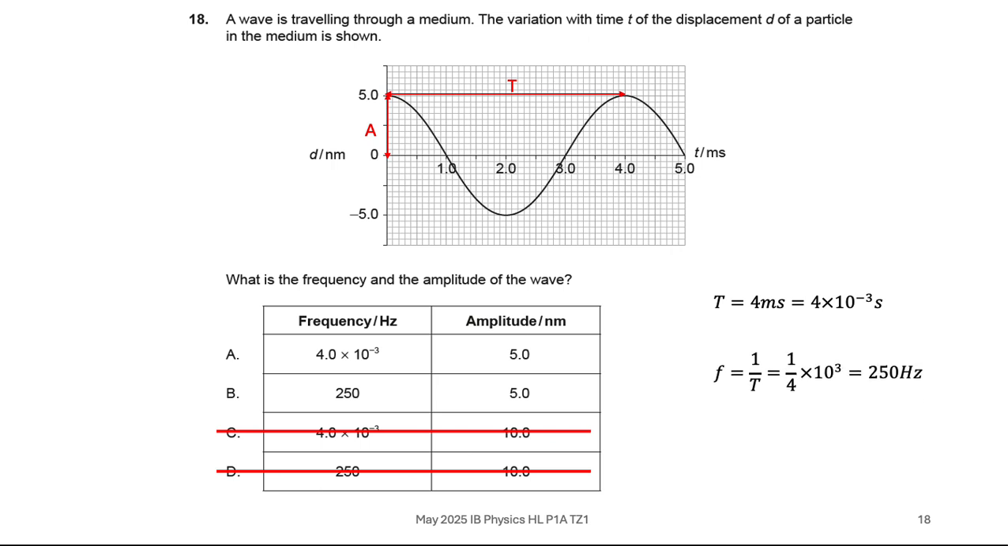We're going to calculate f equal to 1 over T, which is going to be 1 over 4 times 10 to the minus 3, which is 1 over 4 times 10 to the 3, which is 250 hertz, which is why our answer here is B.